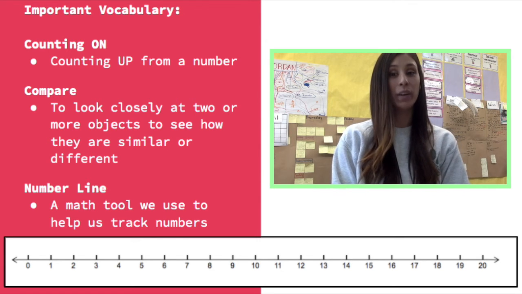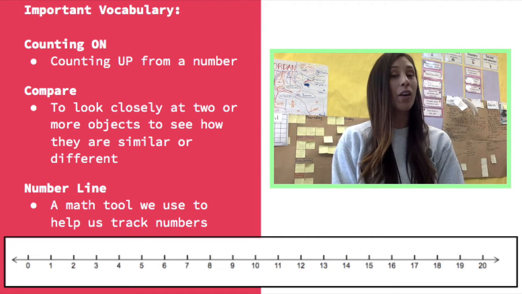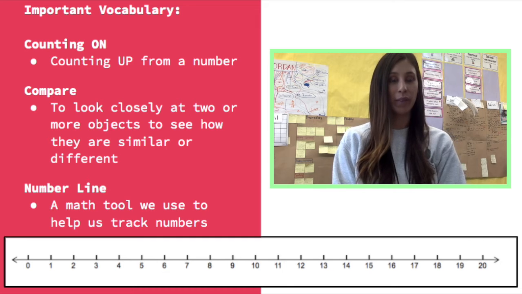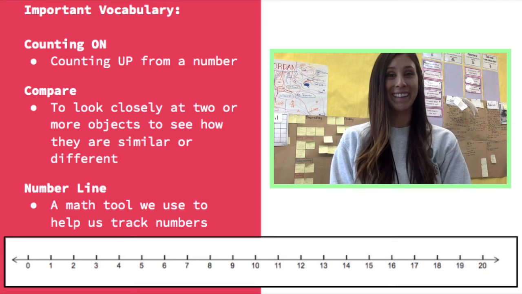Now our last word is number line. Now you're all super familiar with number lines because we've used them many times throughout the year. Now a number line is just a tool that we use to help us track numbers. And down below at the bottom of your screen, you can see an example of a number line.